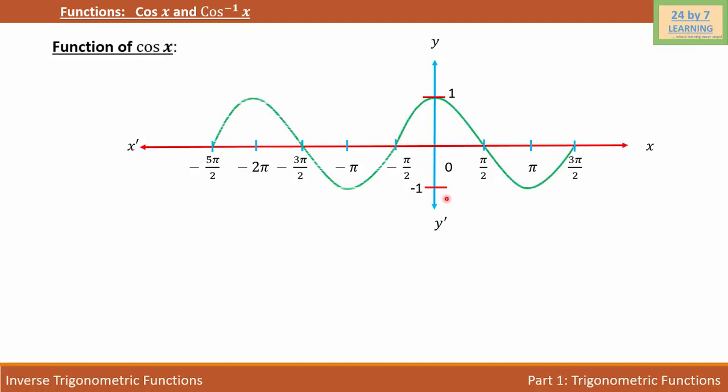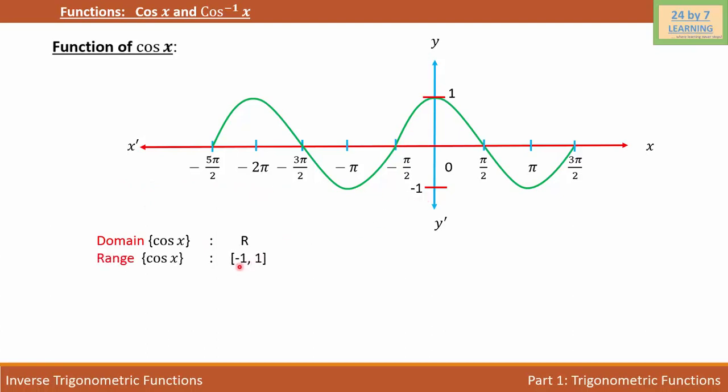So this is the graph of the cosine function. As you can see, the maximum value of cosine function is 1 and the minimum value is negative 1. And you can consider any value for which the function cosine x is defined. So the domain of cosine x is R, in other words, all the values on the x-axis.